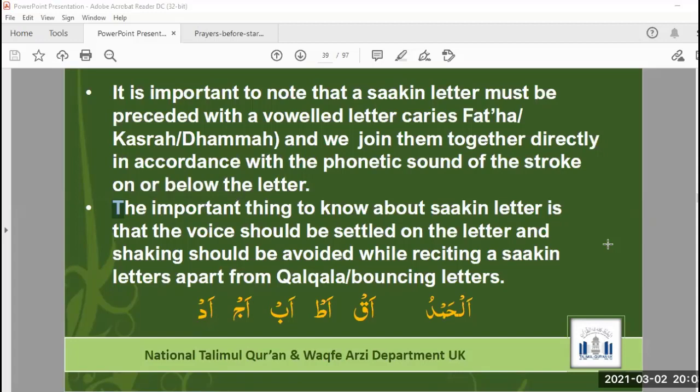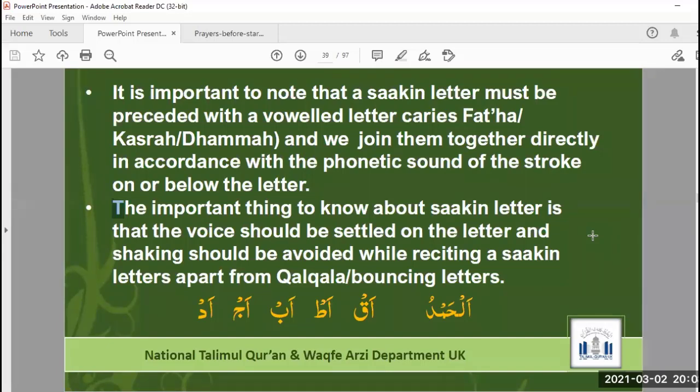Next. The important thing to know about a sakin letter, which is a letter carrying a jazm or a sukun, is that the voice should be settled on the letter and shaking should be avoided while reciting a sakin letter, apart from the qalqala bouncing letters.